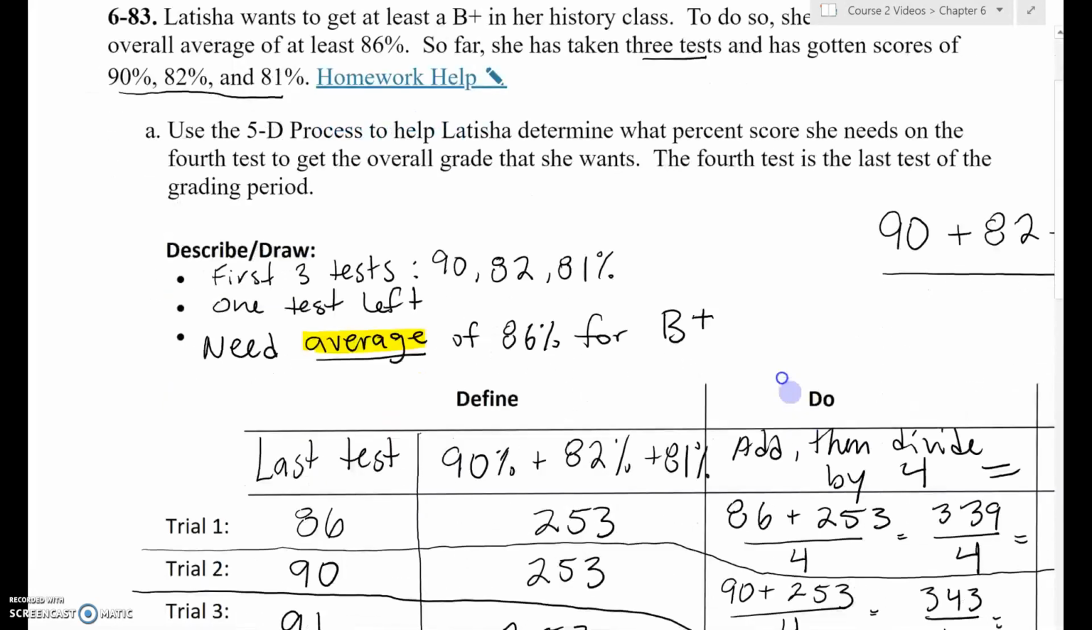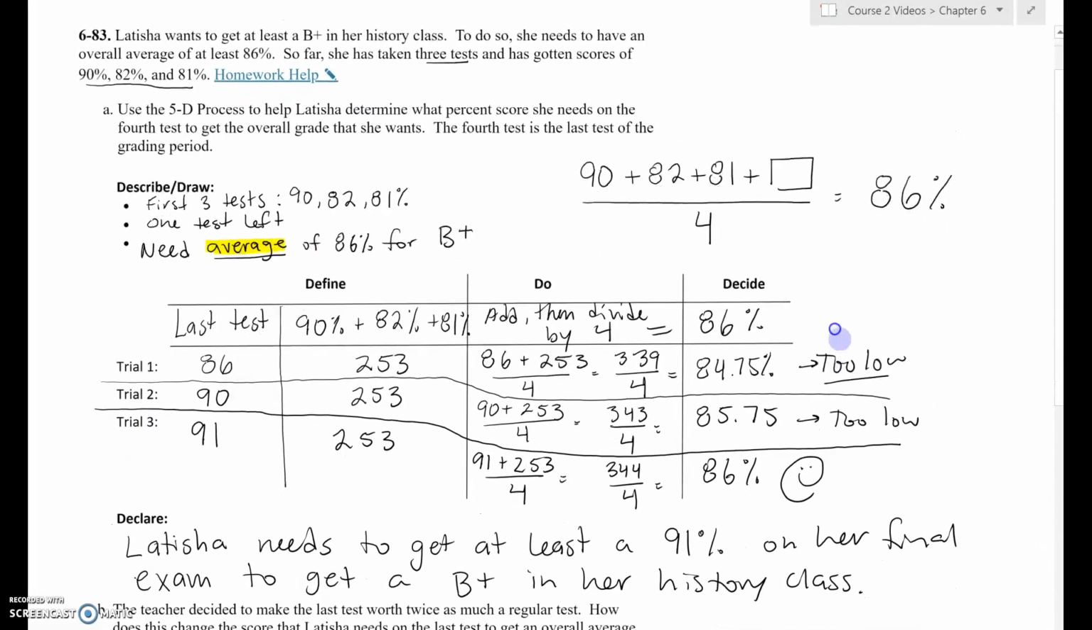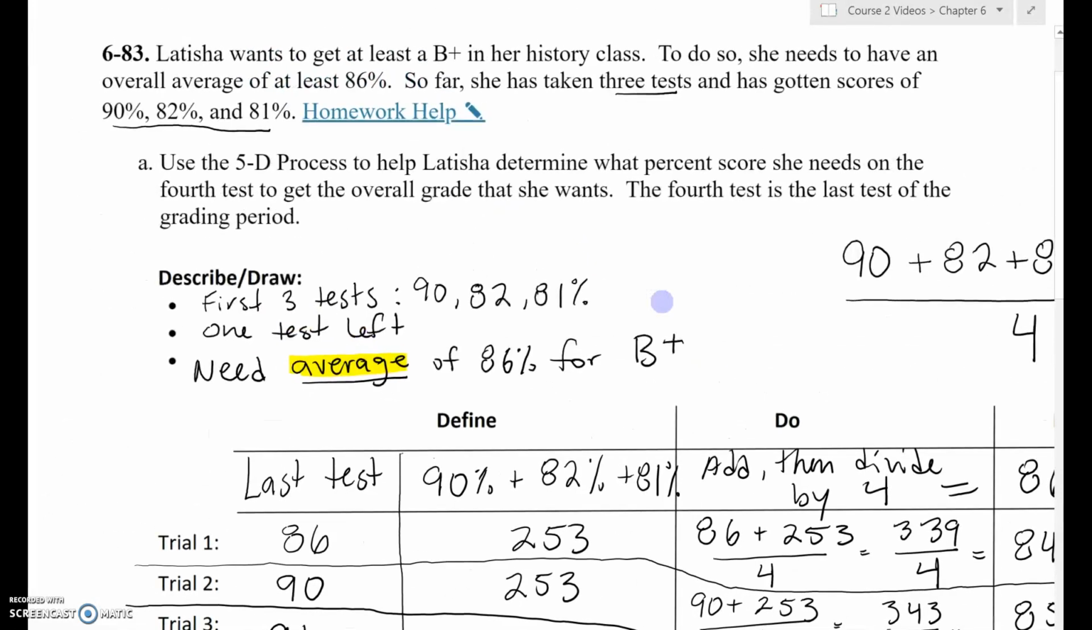So I started the 5D process here, and I just want to walk through it. The things that I picked out were that on the first 3 tests, she got a 90, 82, and 81. There was only 1 test left, and she needs an average of 86% for the B+.